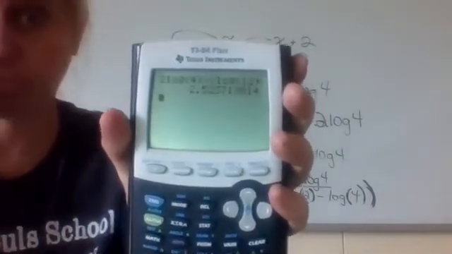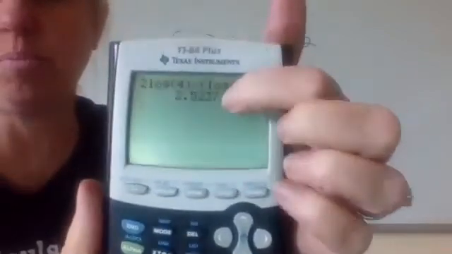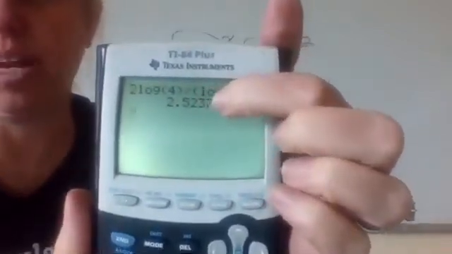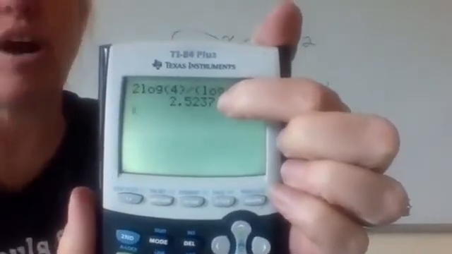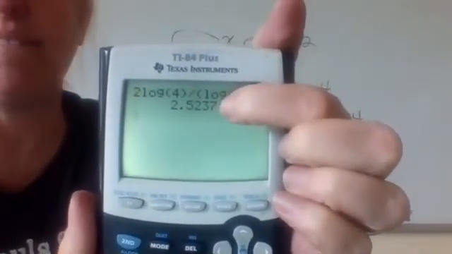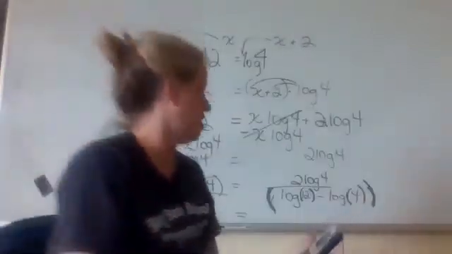Hit enter. Round it to 4 decimals. So 1, 2, 3, 4. After the 7 is a 1, which means you don't need to round the 7 up. So 2.5237.